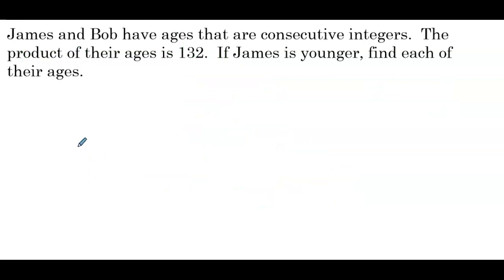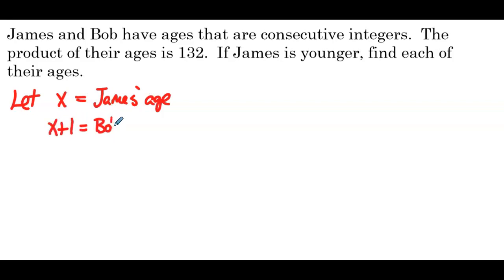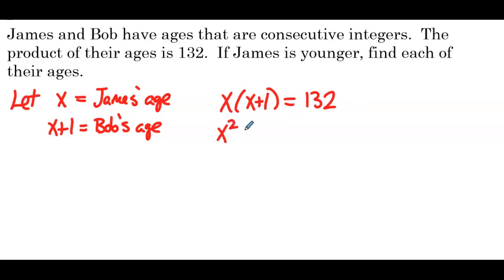Moving right along, James and Bob have ages that are consecutive integers. The product of their ages is 132. If James is younger, find each of their ages. Okay, so we're going to let x be equal to James's age. And then x plus 1 is equal to Bob's age. Right? Consecutive integers, x and x plus 1. So their product, so x times x plus 1 is equal to 132. We'll distribute out x. So x squared plus x equals 132.